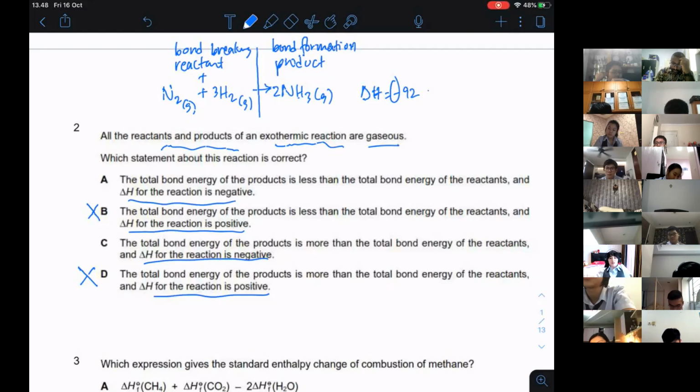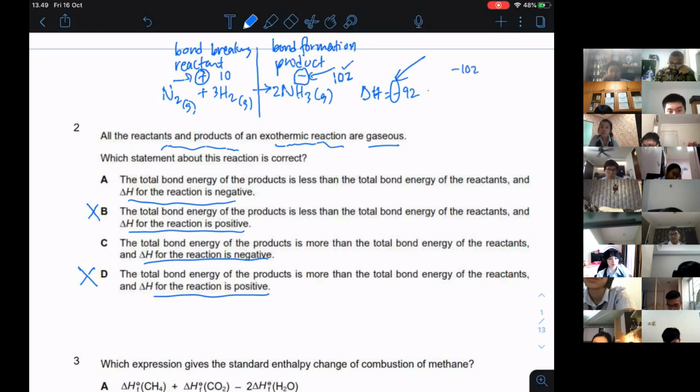So if you want a negative answer, it means this value must be more. If you want a positive answer, then this value should be more. In this case I want negative because the overall is an exothermic reaction. So of course I want this value to be way more. For example, let's say this one is 102 and this one was only 10. So when I add these two, it's going to be negative 102 plus 10.